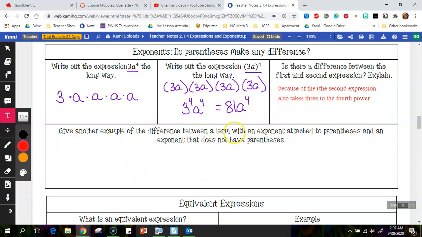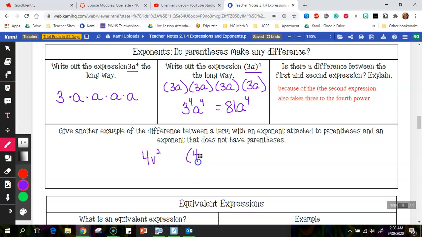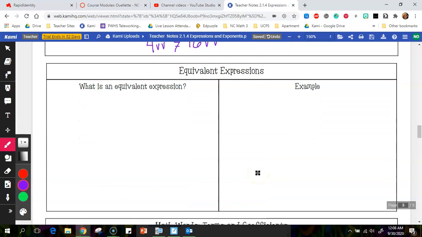Okay, give another example of a difference between a term and an exponent attached to parentheses and an exponent that does not have parentheses. So we'll just make up another example. Something like 4v squared or 4v in parentheses squared. So this would be 4 times v times v, and that does not equal 16 times v times v, because over here on the right side we raise 4 to the 2nd power. So we multiply the 4 times itself because it's in the parentheses.